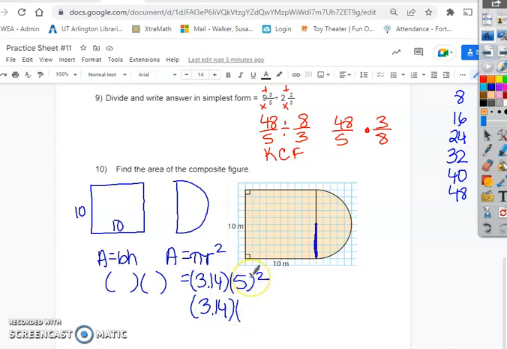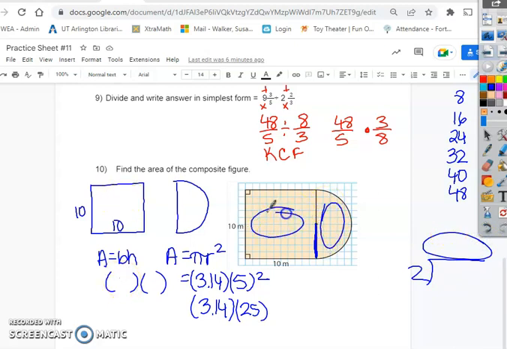So 5 squared, which means 5 times 5. And you're going to multiply that. And that gives you the whole circle, right? So we have to divide by 2. That way I'll have the semicircle. So my last step is when you get this number, you're going to put it right here. And then when you get this number, put it here. And you're going to add. Last step is add when you push those two together.